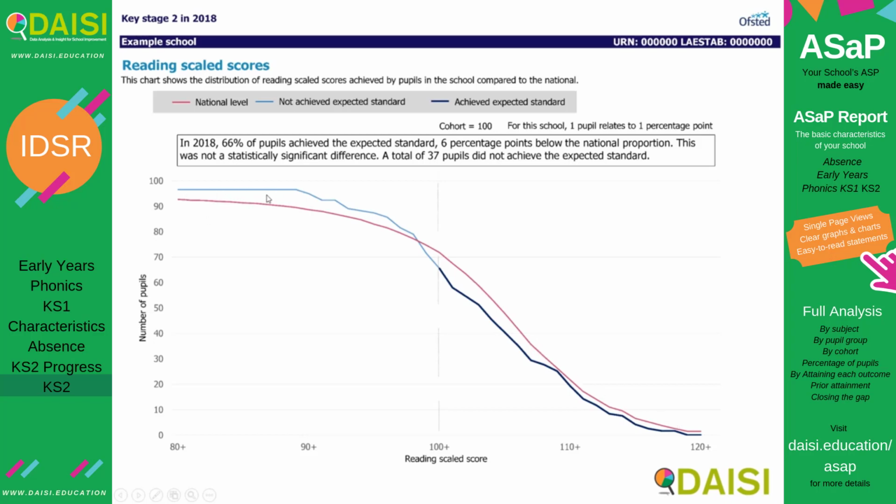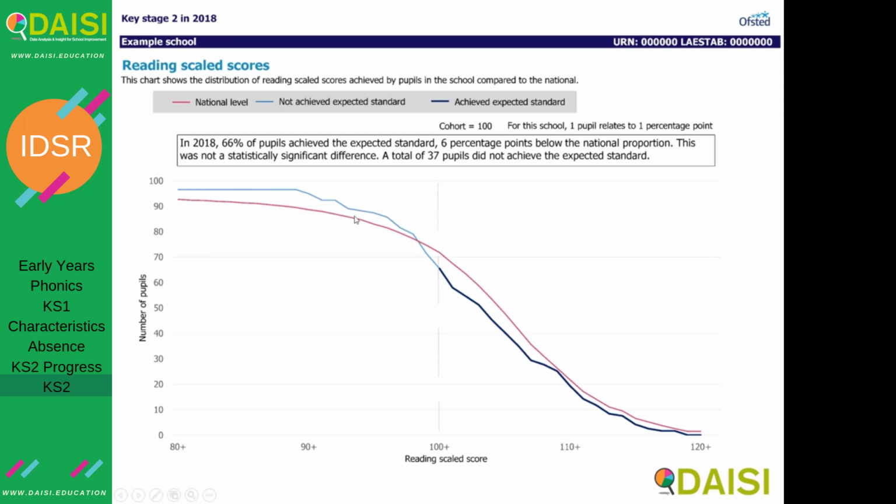So in this particular case, we were above the national average until we get to about a scaled score of 97. And then we're below it between there and about 107 by around 10 percentage points, which for a cohort size of 100 would be about 10 pupils. We then meet the national average almost at around the 108 scaled score and are a fraction below, maybe 4 or 5% below, from there to nearly the end.